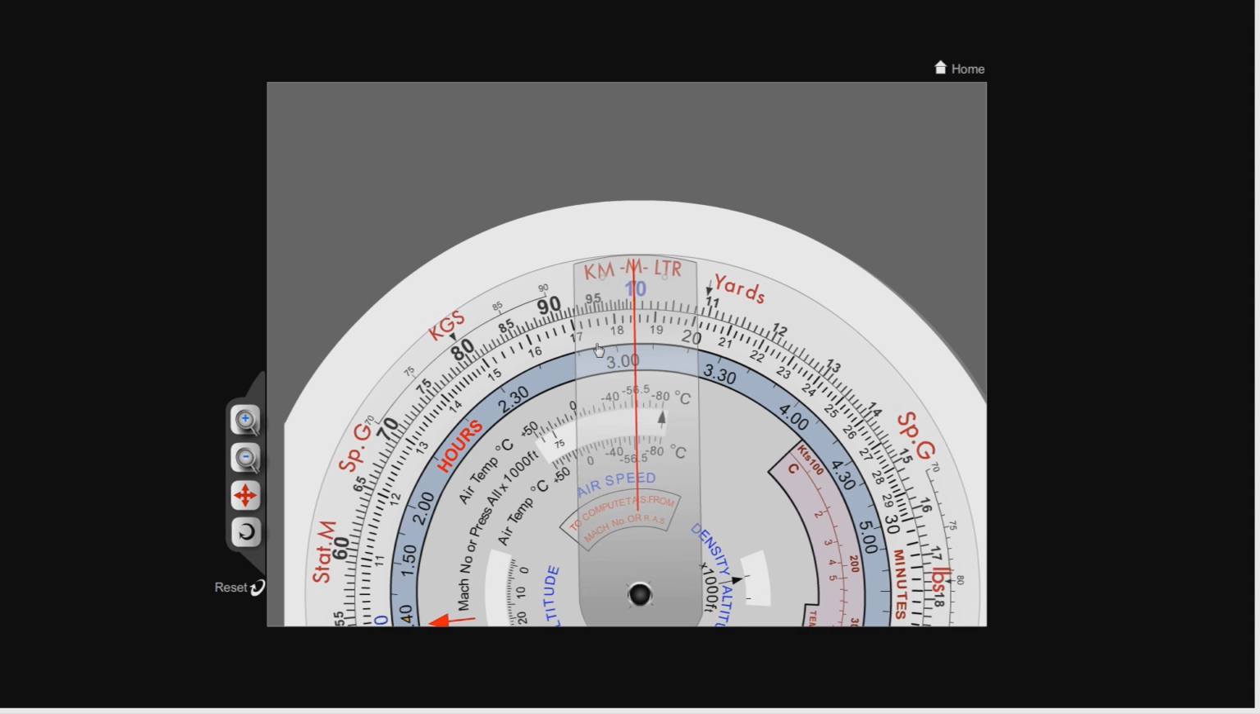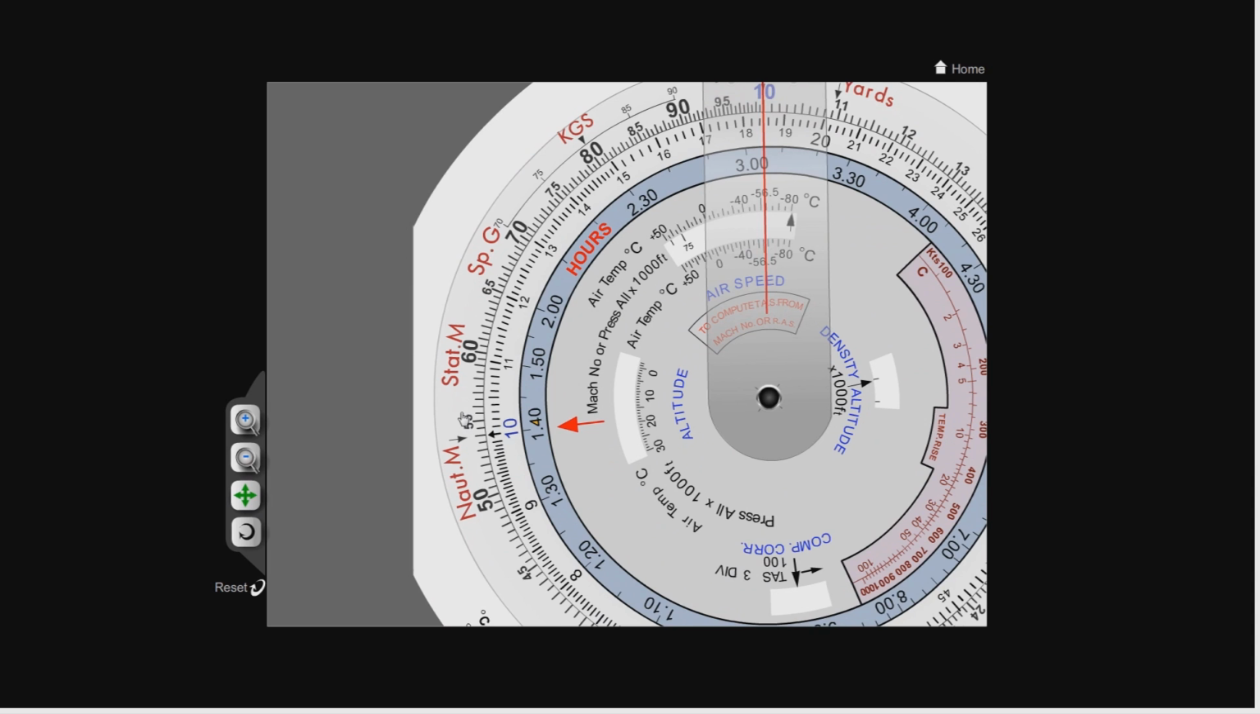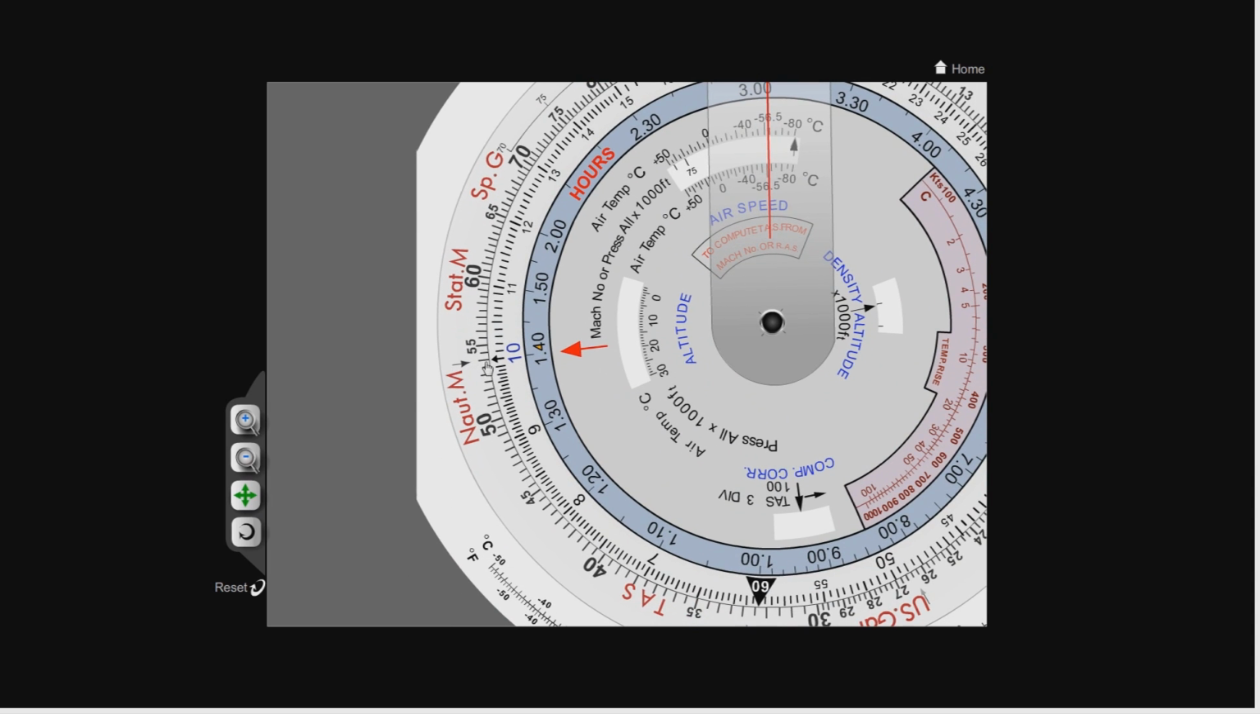What have we got next? Nautical miles to statute miles. Well, you can see from here that there's not a lot of difference between them. We've got the nautical mile arrow here, we've got the statute mile arrow there, and there's really not much in it.